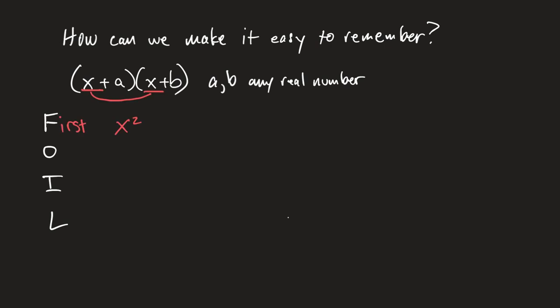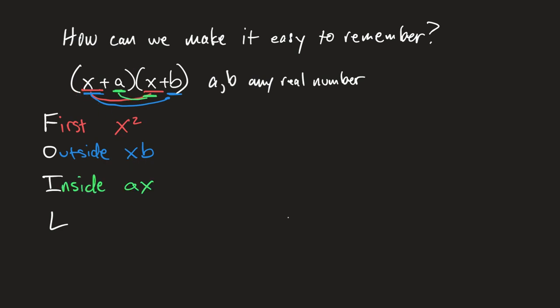So each of these letters stands for something. The F stands for first. We're going to take the first term in each binomial and multiply them together. X times x is x squared. Then O stands for outside. We take the outside terms, so x is on the far left, b is on the far right. We multiply them together. We get x times b, or xb.